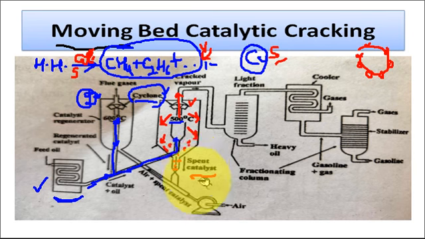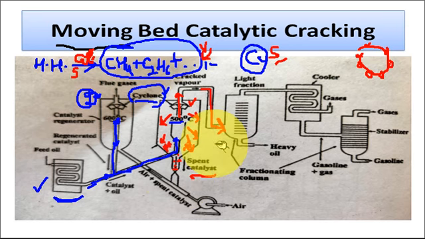This spent catalyst is in the form of solid particles. That's why it moves towards the walls of the reaction chamber, while gases move at the central part and are removed from this pipe here. So cracked vapors go down through the fractional distillation chamber, while spent catalyst is collected at the bottom of the reaction chamber.